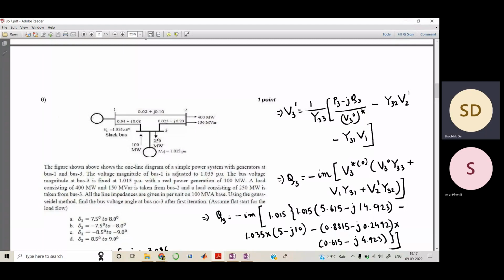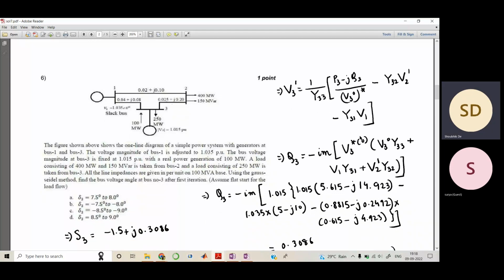Now they are telling us to use the Gauss-Seidel method to find the bus voltage angle at bus number 3 after the first iteration. Again, assume a flat start for the load flow. So I have again written here how, using the Gauss-Seidel method, you can find the bus voltage after the first iteration for bus number 3. It is the same formula for bus 2 and bus 3 as well. Here you can see there is P3 minus jQ3, right?